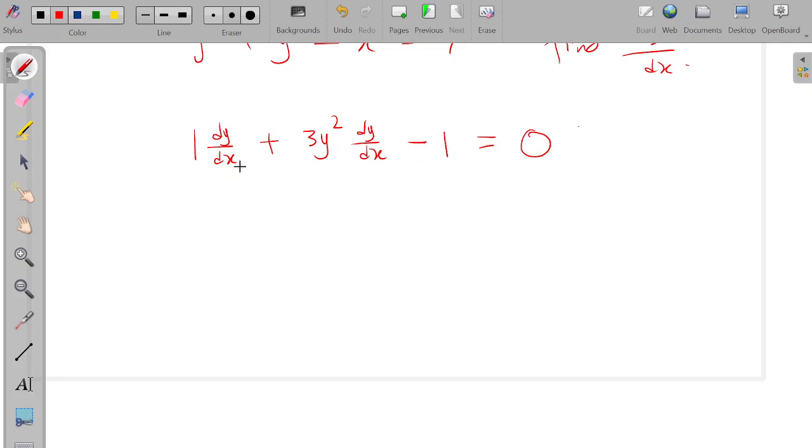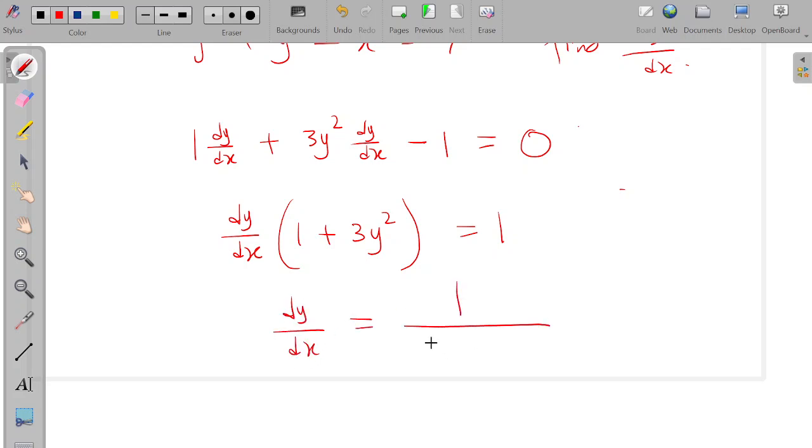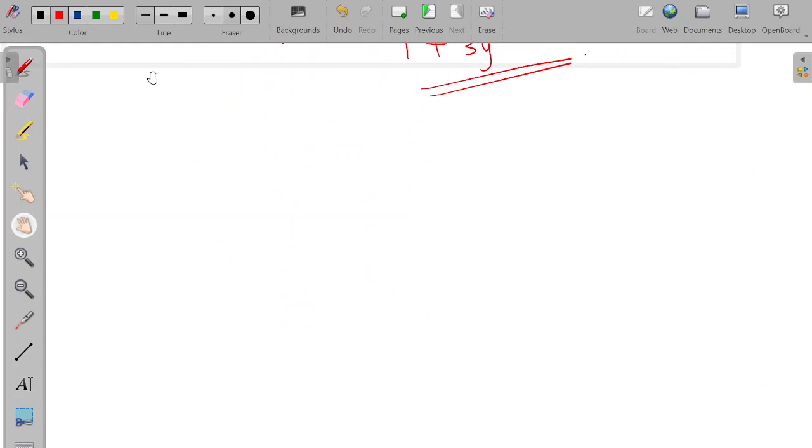So we bring it together, so it will be dy over dx times (1 plus 3y squared). You factorize dy over dx out there and bring this 1 to this side. So dy over dx, which we are looking for, is 1 over 1 plus 3y squared. That is the derivative. Please take note of that.